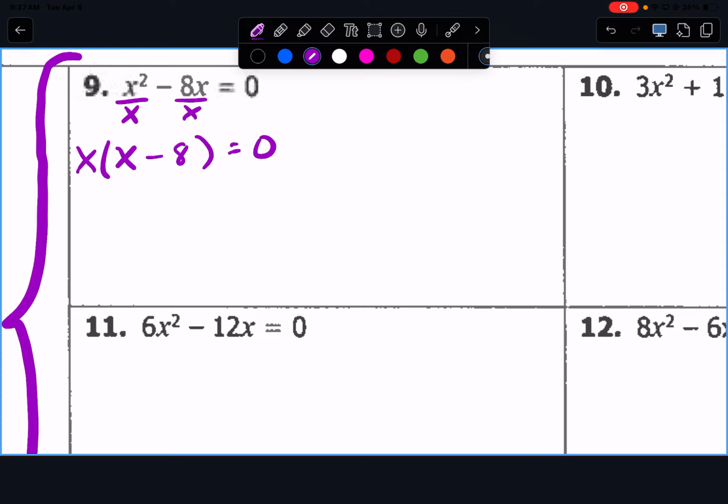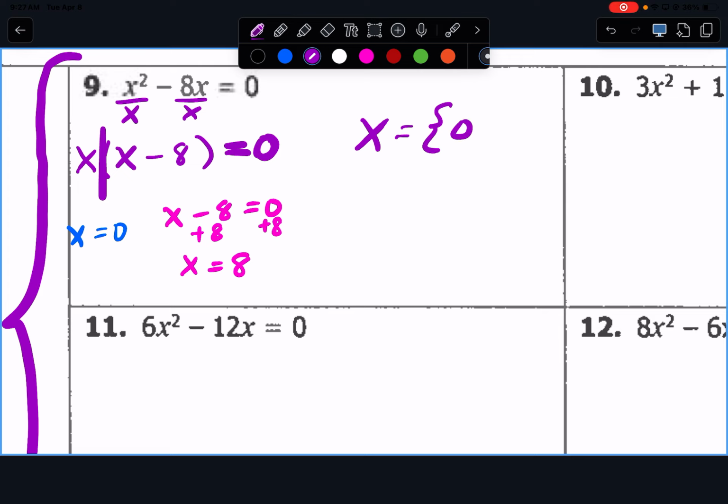Okay, now, same thing. We still have to split this with our equal to 0. So we'll do x equals 0 and x minus 8 equals 0. To solve x equals 0, do I need to do anything? No. Perfect. To solve x minus 8 equals 0, what do I do? Add 8. So how many solutions do I have? 2. So we're going to do x is equal to 0, 8. That's it.